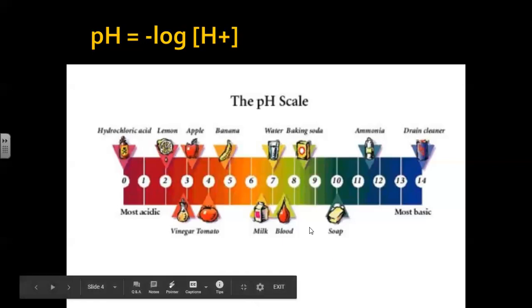On the basic side, you have blood, baking soda, soap, ammonia, drain cleaner, other things like that. Yes, your blood is just the slightest bit basic. Your body needs that to be able to perform some of its most basic functions. Some of the chemical reactions that go on need that to work properly.